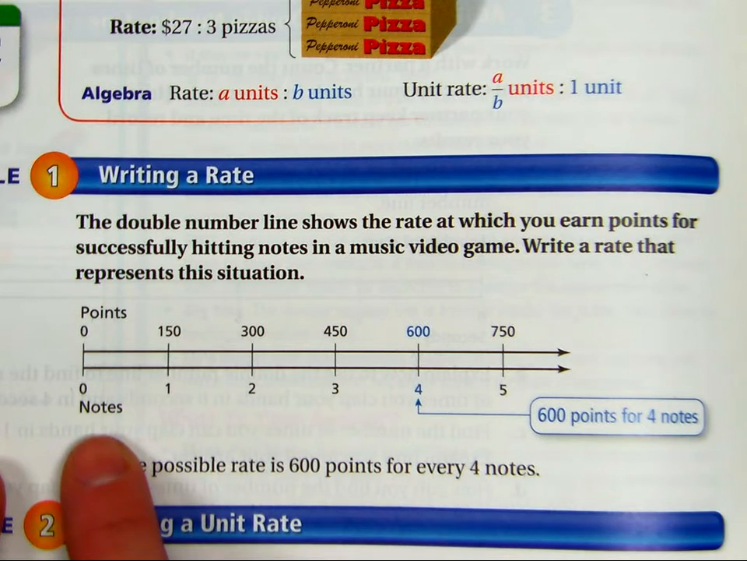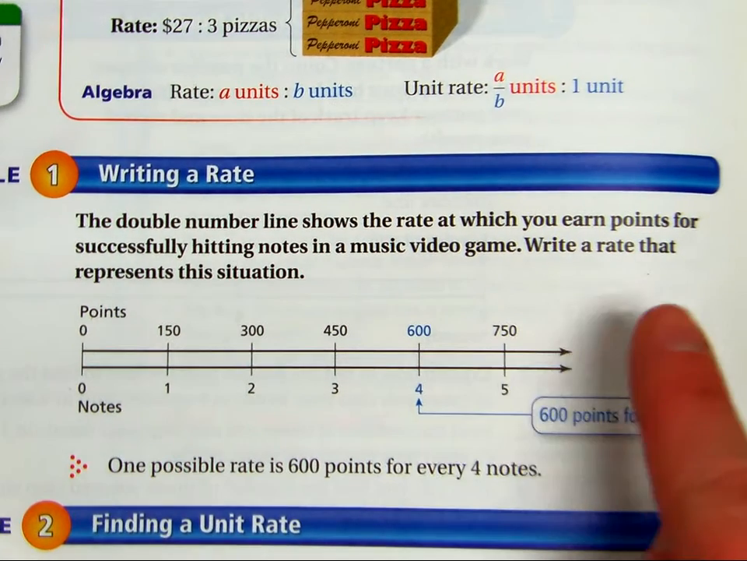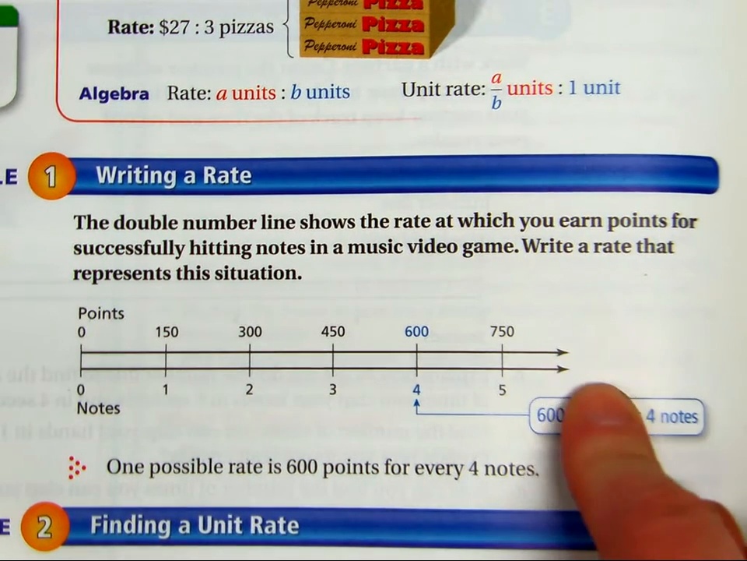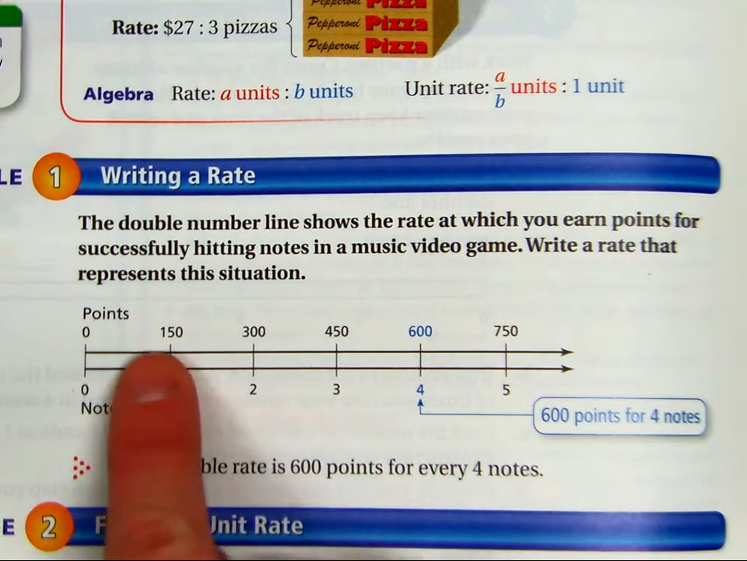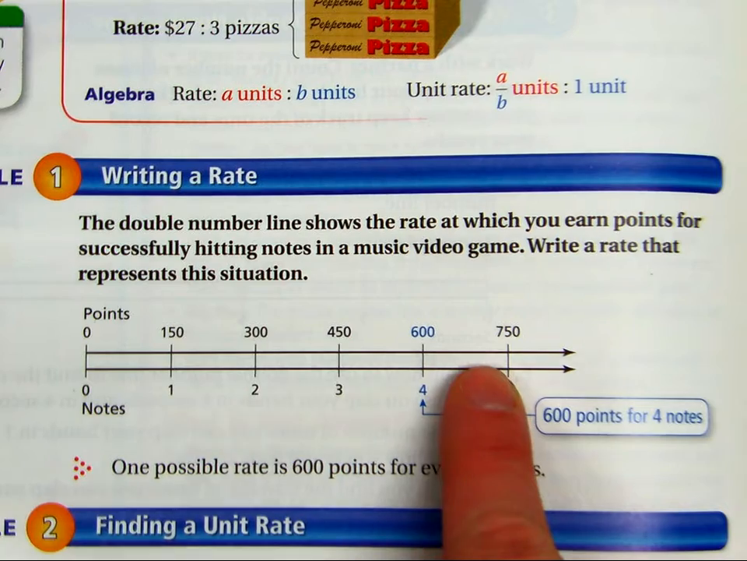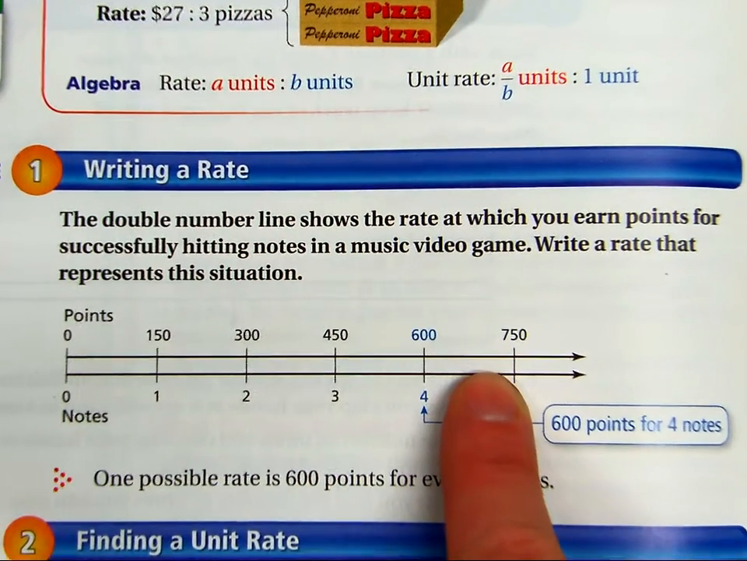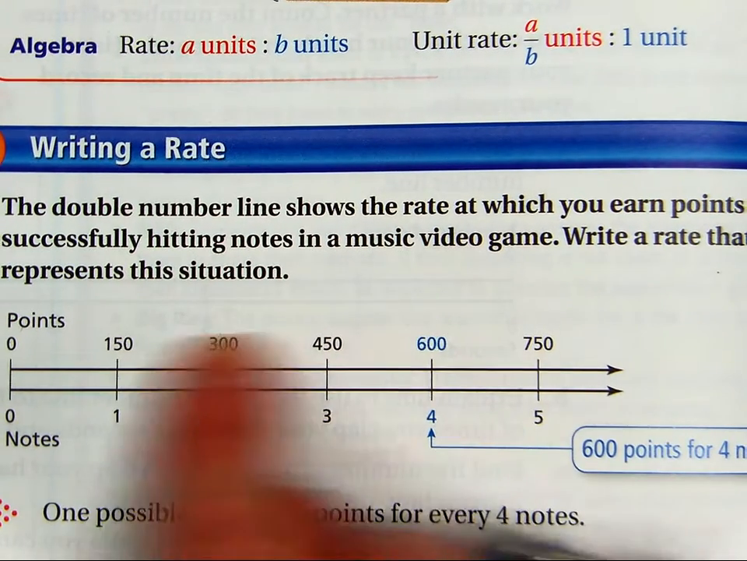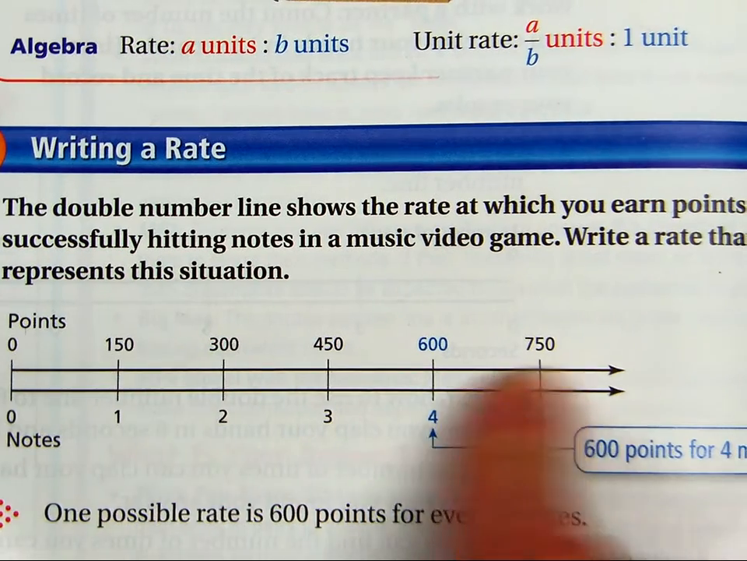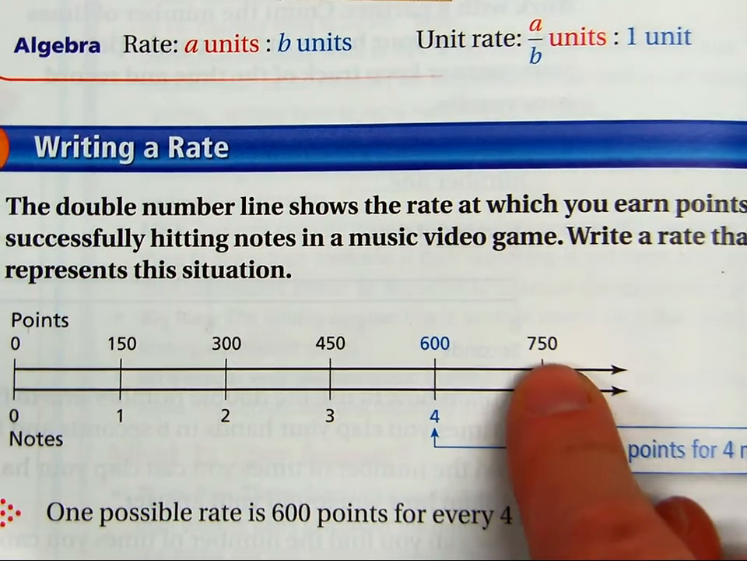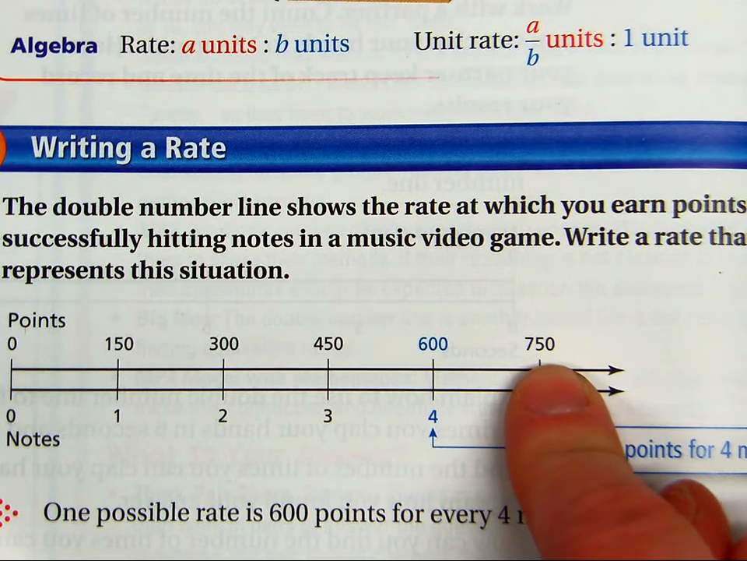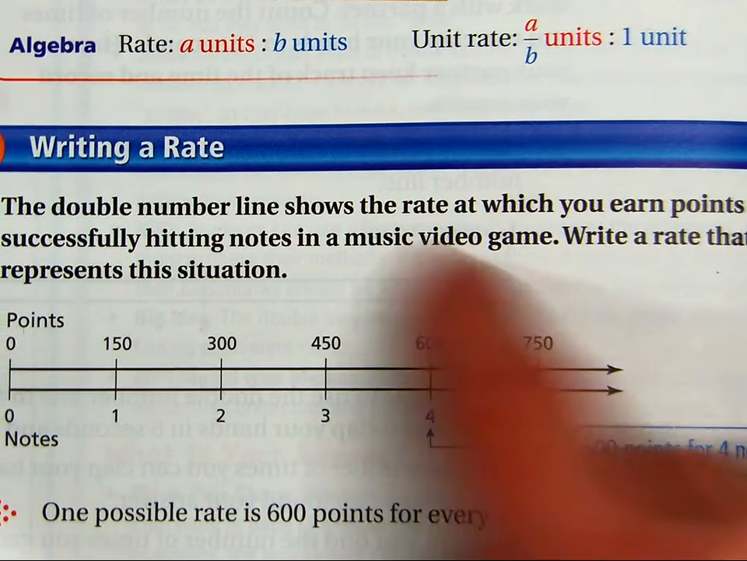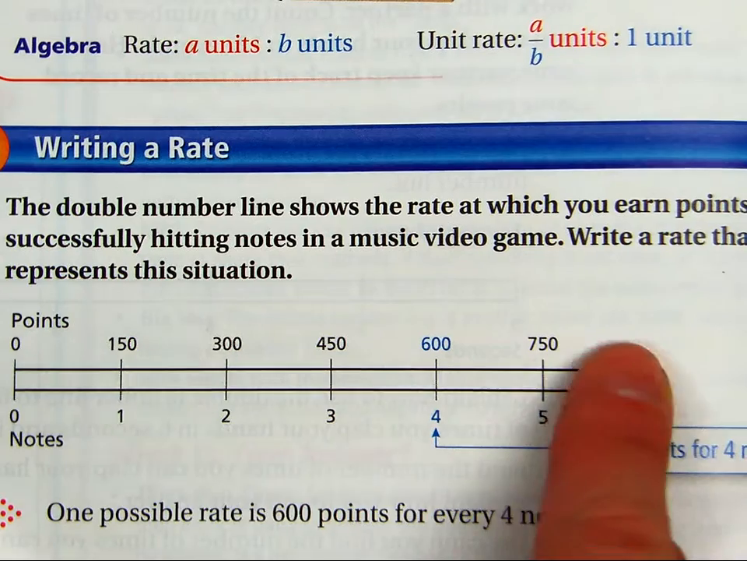One skill I want you guys to have is the ability to figure out what would be the next rate. So after 5 notes, how many points would it be for 6 notes? If you look closely, hopefully you see that the top number line, points, is going up by 150, whereas the notes are going up by 1. So if we add 150 to 750, that would be 900 points for 6 notes. So with a double number line, you just have to look at what they are counting by on top and what they are counting by on the bottom.